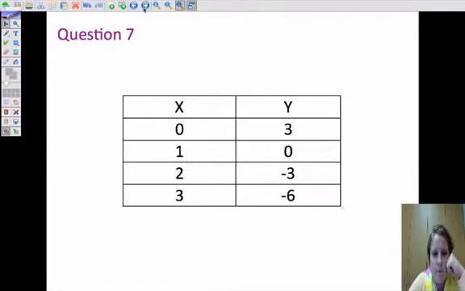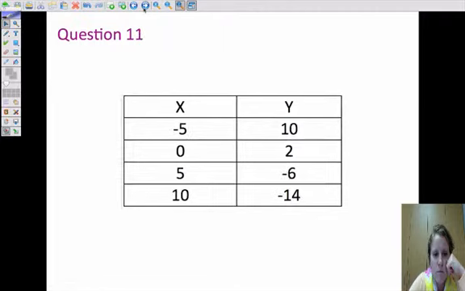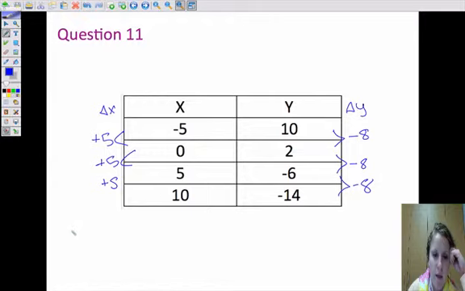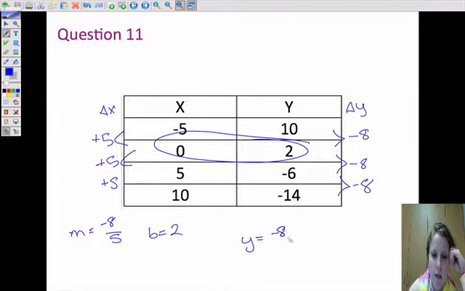Let's try this one. Go ahead and try it. Here's your answers. Oh, here I'm going down 8, down 8, down 8. Over here I'm going up 5, up 5, up 5. So my slope is negative 8 over 5. My y-intercept is given. And my equation is y equals negative 8 over 5 x plus 2.